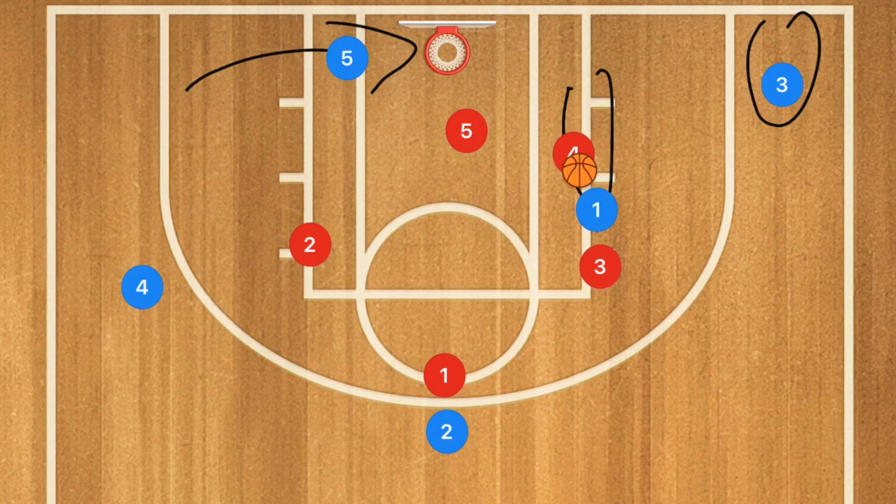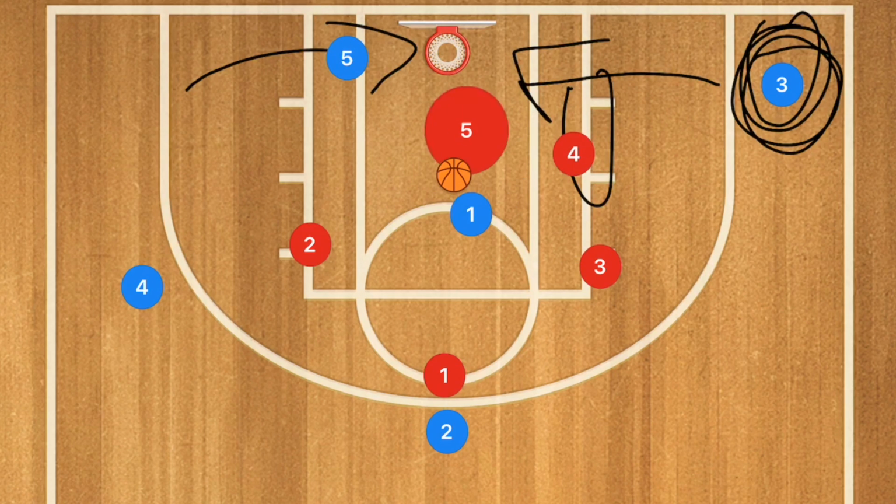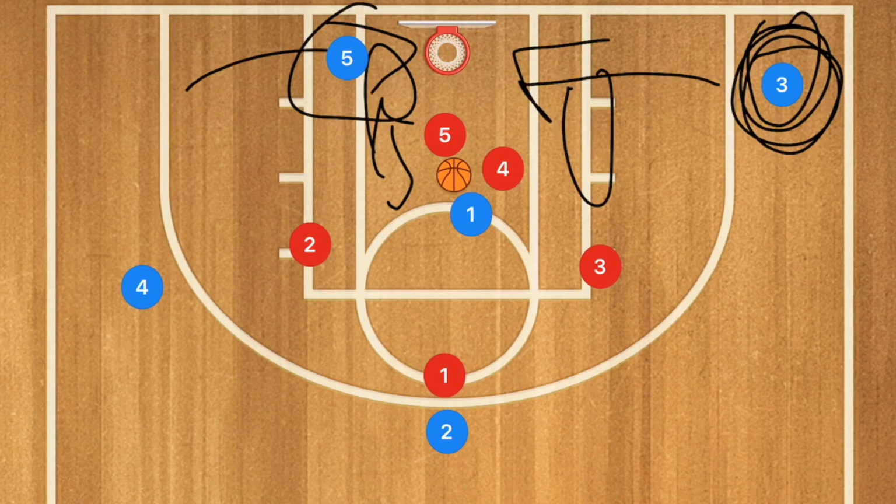Now the idea behind this is if player 1 can get the pass out to player 3, he can take that shot. Or if player 1 can then drive towards the middle of the key, he could hand it or bounce pass it down to player 5 for the layup as well.